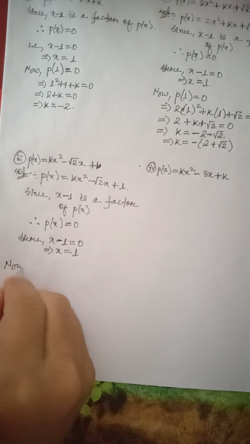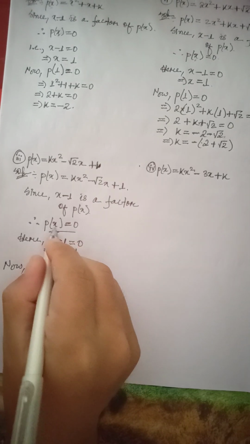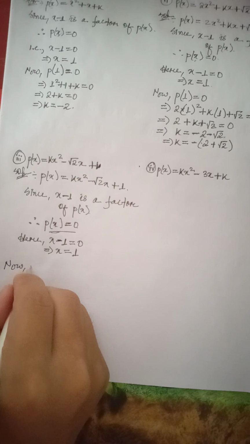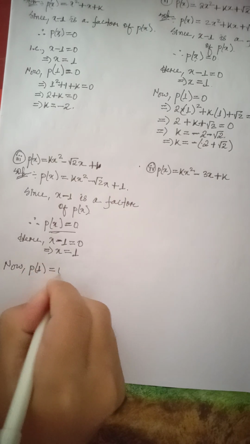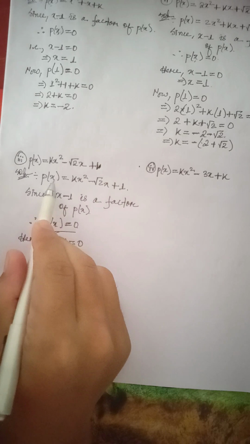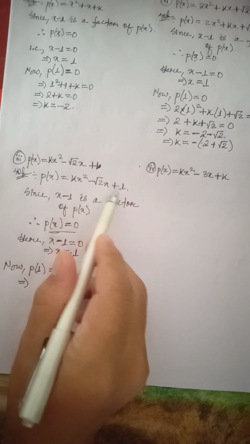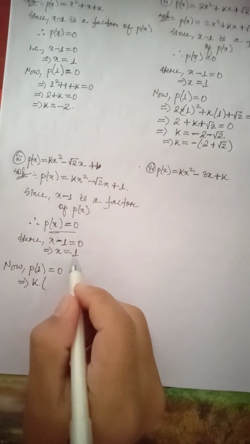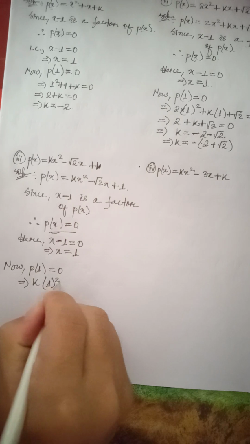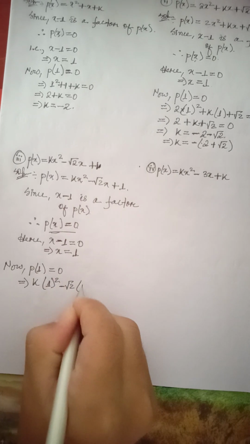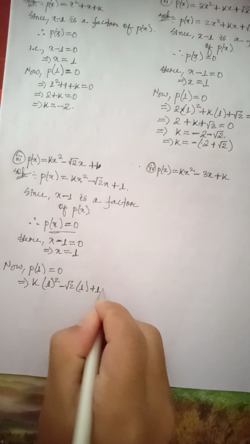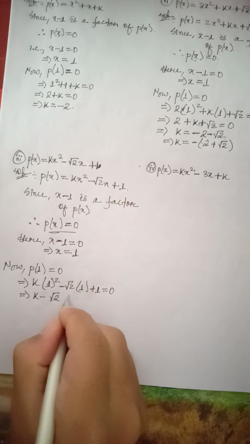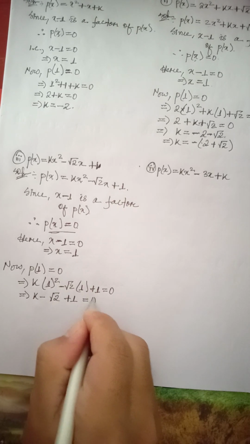Now let us use this condition, p of x is equal to 0. Instead of x, what do we have? It is 1. So it is p of 1 equal to 0. What is the value of p of x? It is kx square minus root 2x plus 1. Here let us put 1 instead of x. K times 1 square minus root 2 times 1 plus 1 equal to 0. K times 1 square will give you k, minus root 2 times 1 will give you minus root 2, plus 1.